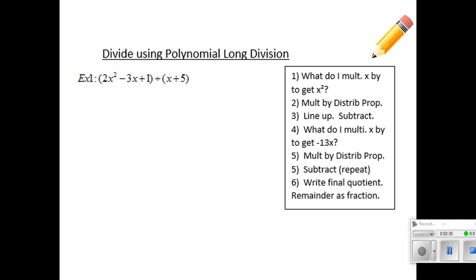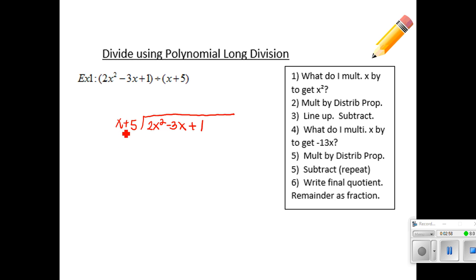Now let's go ahead and do long division with polynomials. So we set it up the same way. 2x squared minus 3x plus 1 is being divided by x plus 5. So the x plus 5 goes out in front, and 2x squared minus 3x plus 1 goes underneath. Now, same idea, just kind of a little different process.